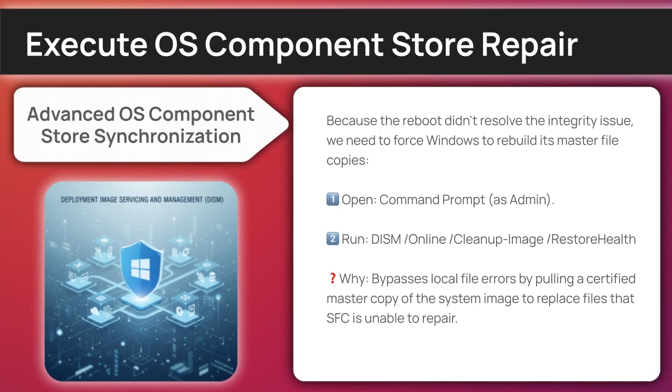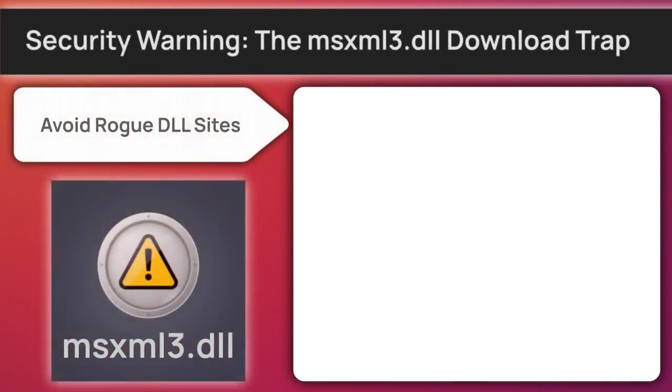Why are we doing this? Well, it bypasses local file errors by pulling a certified master copy of the system image to replace files that SFC is unable to repair. For a clean and stable recovery, it's important to stay within verified developer ecosystems.